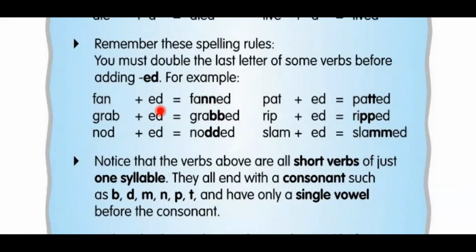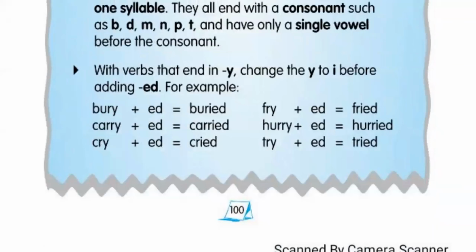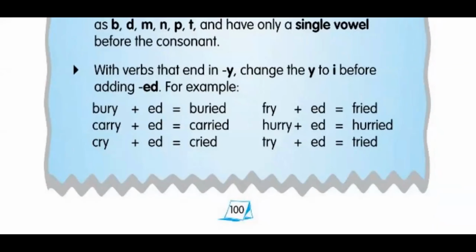Okay. Now see over here. One more rule is there with verbs that end with Y. So यहाँ देखिए सारे verbs fry, hurry, try, cry, carry, bury. All these are ending with Y. Y पर खत्म हो रहे. So what rule should we apply? Change the Y to I before adding ED.